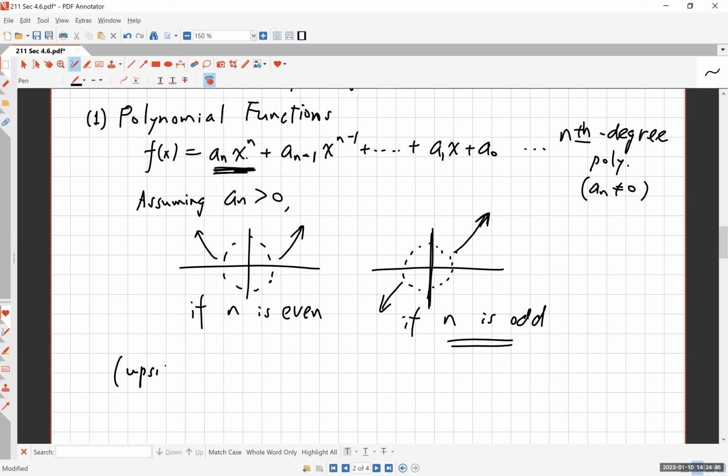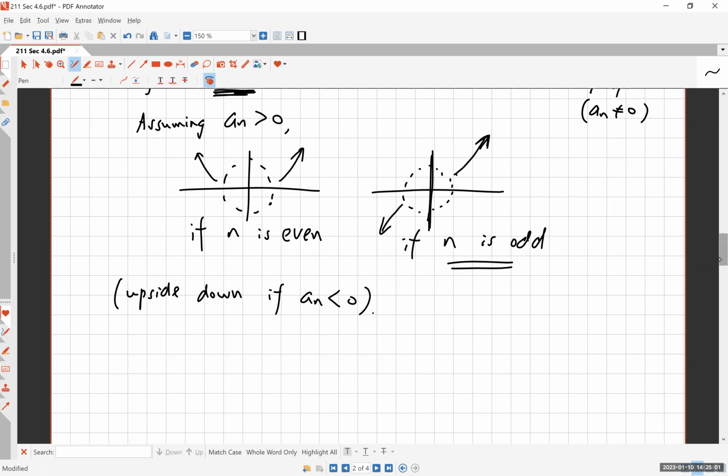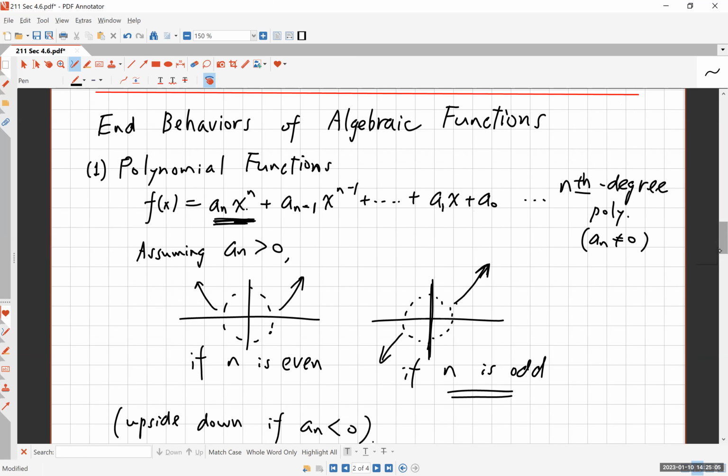The graph is upside down, so everything is the other way around if a sub n, the leading coefficient, is negative. So that's the end behavior, and you should know all of these things for polynomials. Again, this has to do with the limit at infinity, whether it's positive or negative infinity.